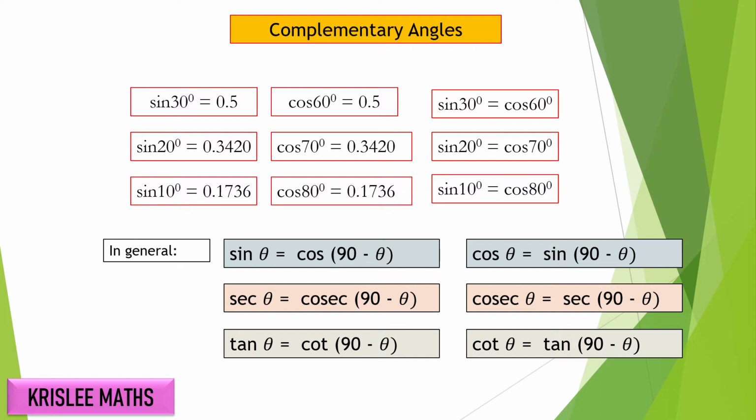So remember, for sine, the cofunction is cosine. For secant, the cofunction is cosecant. And for tangent, the cofunction is cotangent. And also, remember that two angles are said to be complementary if their sum is 90 degrees.